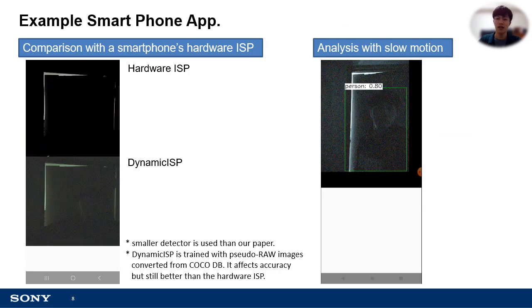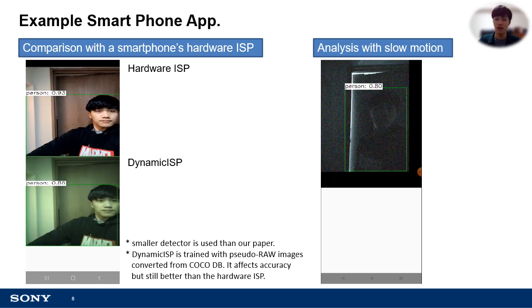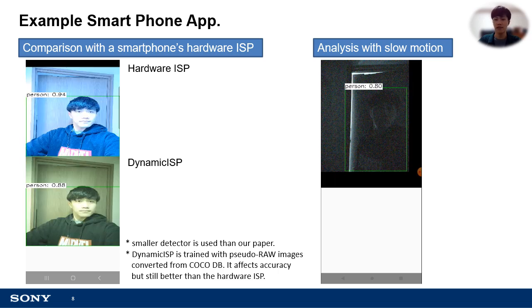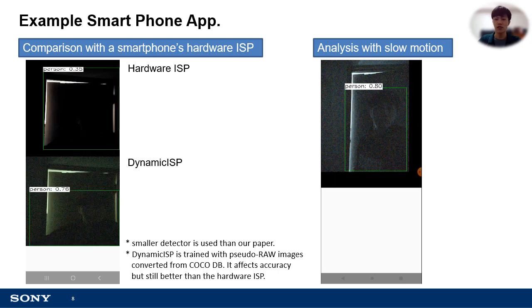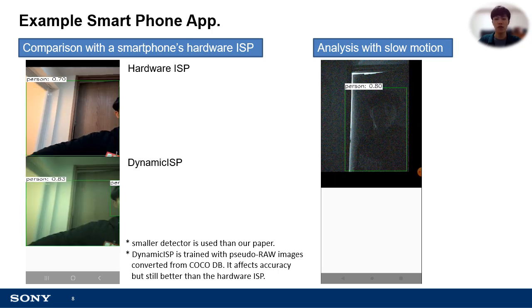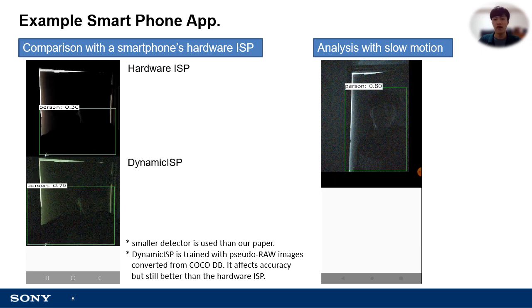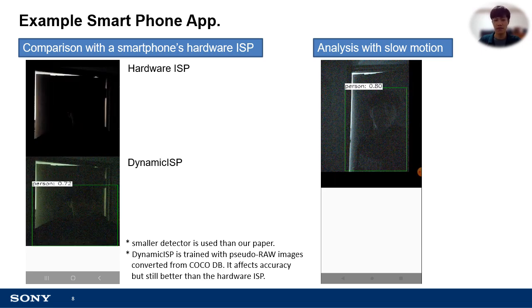Finally, we show an example smartphone application. The upper is processed with a smartphone's hardware ISP. The lower is our dynamic ISP. For this application, dynamic ISP is trained with pseudo-raw images converted from COCO dataset instead of real raw images. In fact, it affects accuracy, but still better than the hardware ISP.